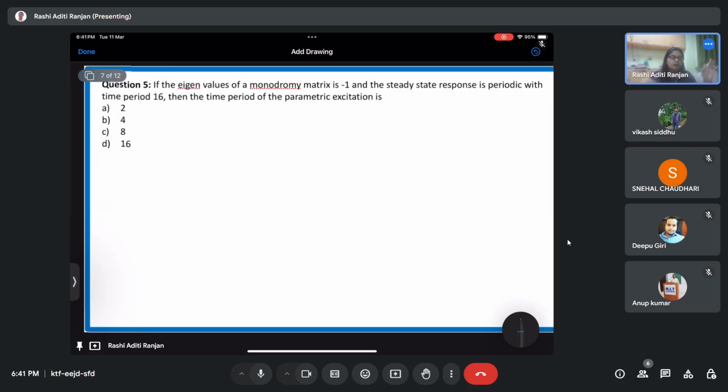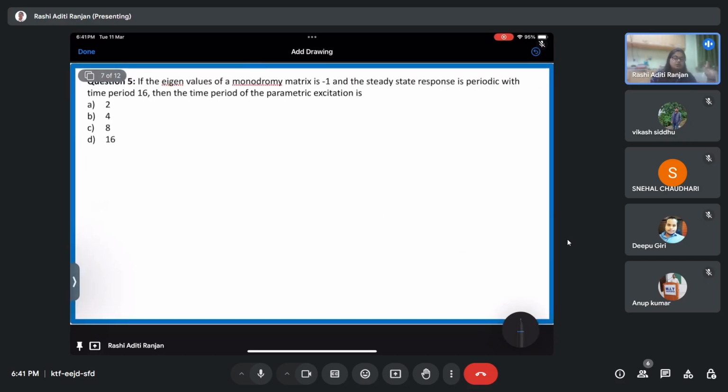Okay. So this question says if the eigenvalue of a monodromy matrix is -1 and the steady state response is periodic with time period 16, then what is the time period of the parametric excitation? Before solving this question, we should briefly revise the concept of what a monodromy matrix is firstly, and how we are going to get the solution, right?